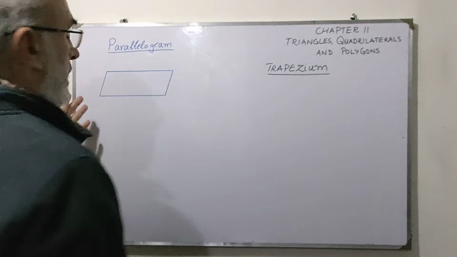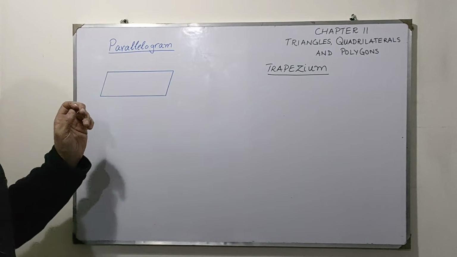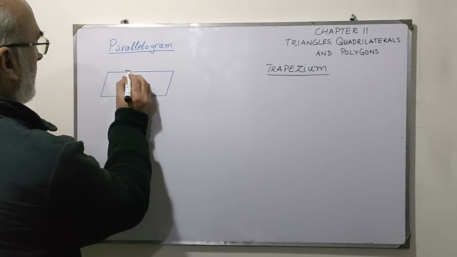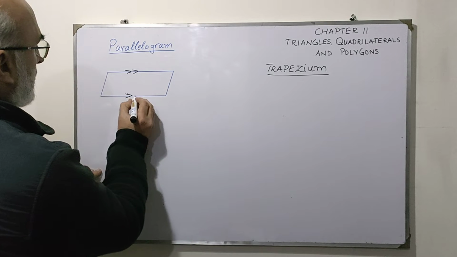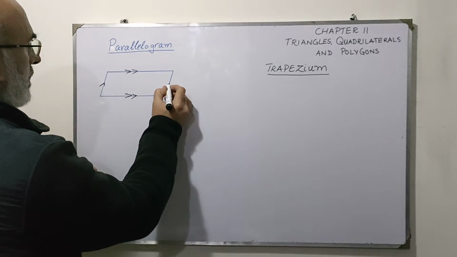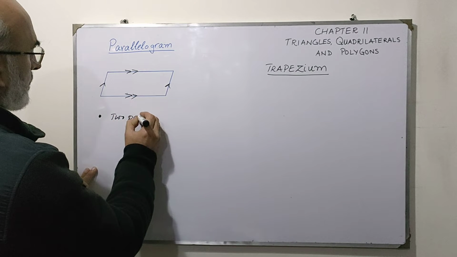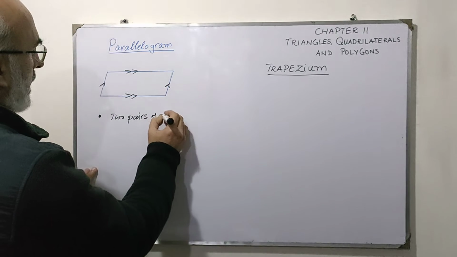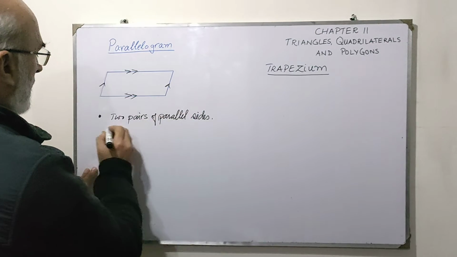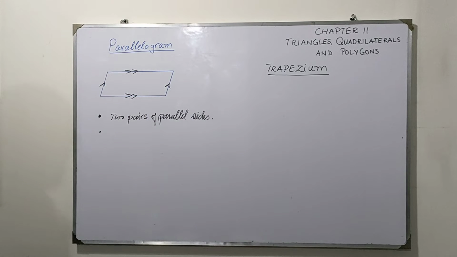So we have a parallelogram here, and the first property of the parallelogram is it has two pairs of parallel sides. This side is parallel to this, okay? This side is parallel to this, and this side is parallel to this, okay? So the first property is two pairs of parallel sides. Now, the second property is opposite sides are equal.